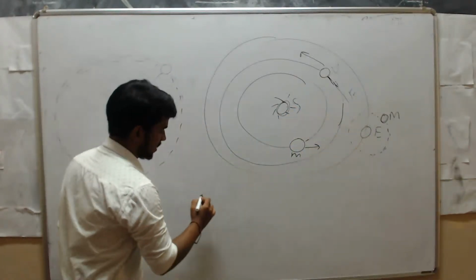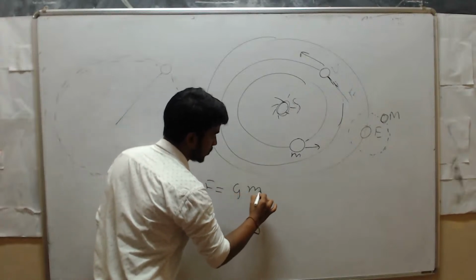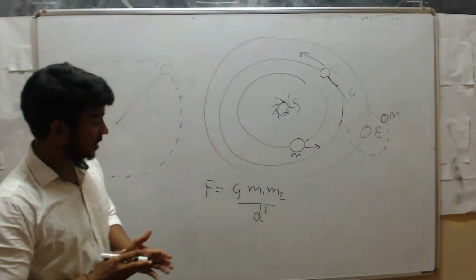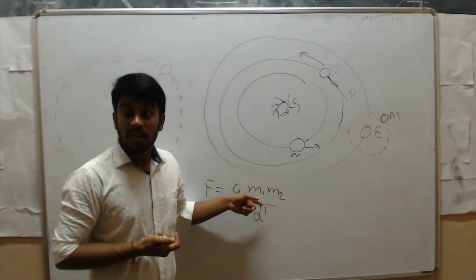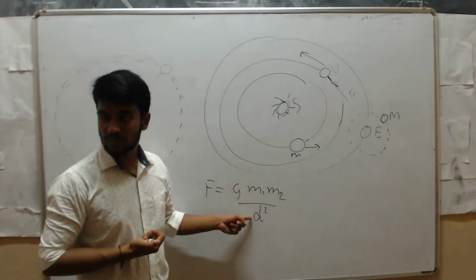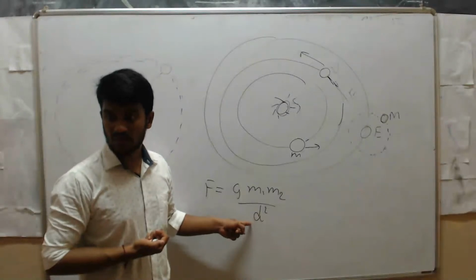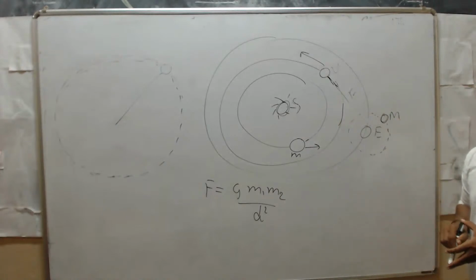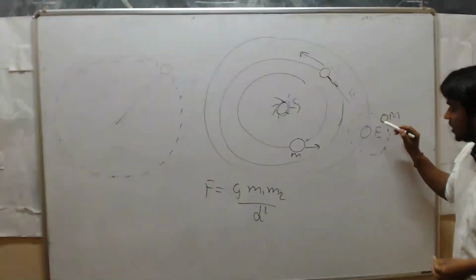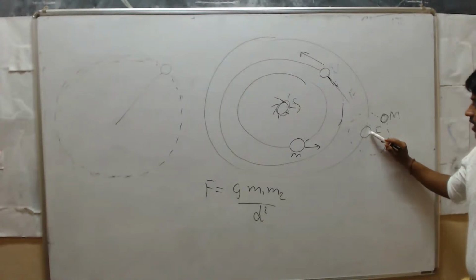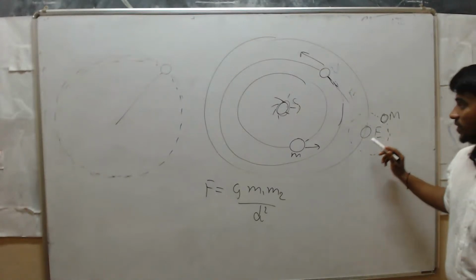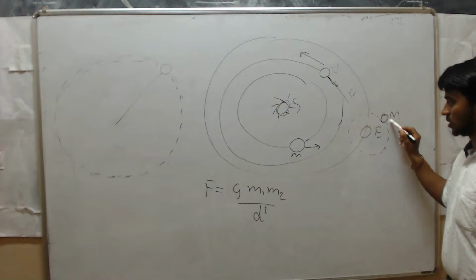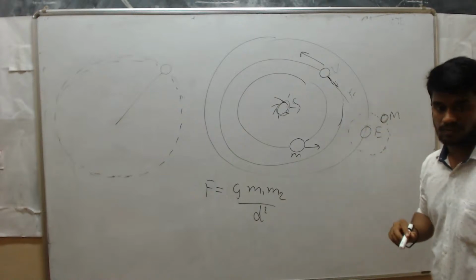But the formula says that F equals G into m1 into m2 divided by d square. This force of attraction is directly proportional to mass, but inversely proportional to d square, right? Here the distance also matters. The distance between sun and moon is more, but the distance between earth and moon is less. So the force of attraction between earth and moon is greater than the force of attraction between sun and moon. That's why the moon rotates around the earth.